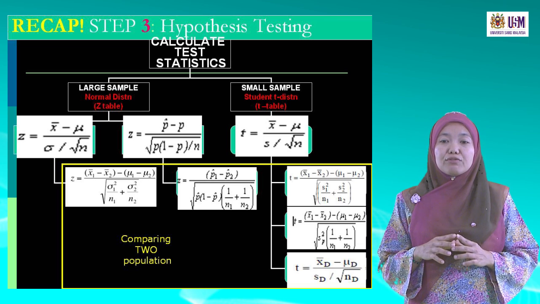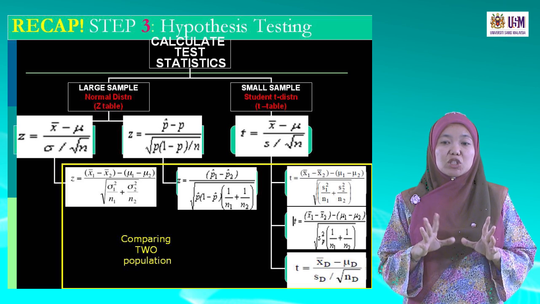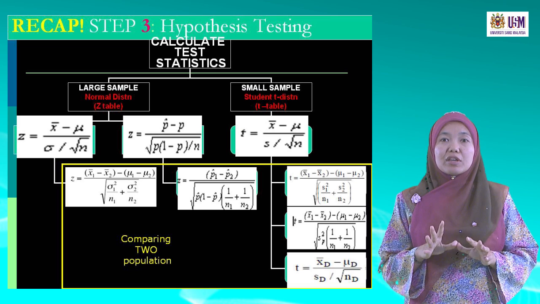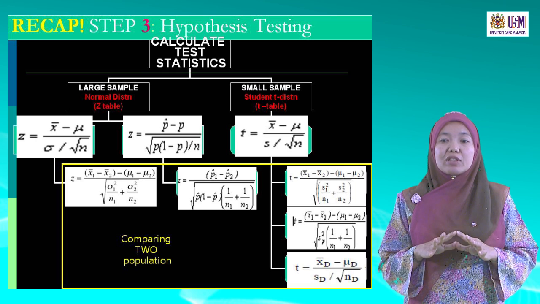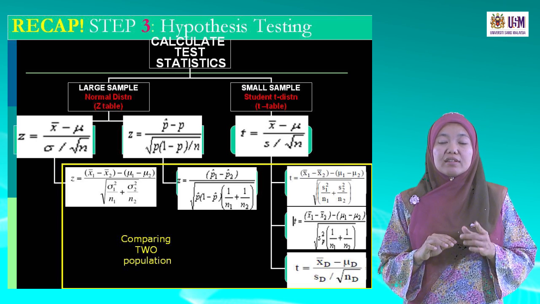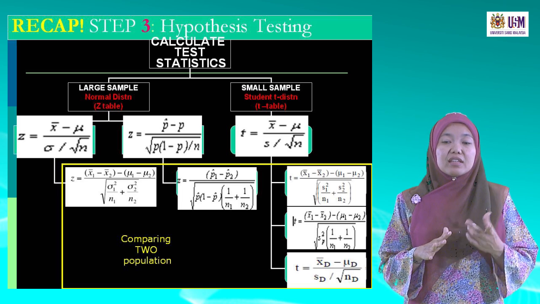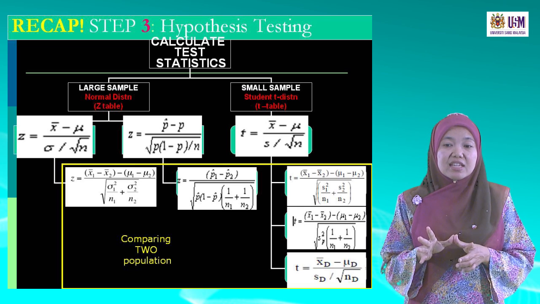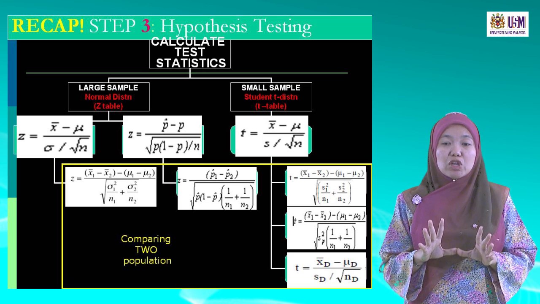And then you have the third formula for comparing two populations using the t-test, that is for the matched pair. So x bar d is referring to the difference. If you have two populations being paired, then you need to look at the difference and calculate the mean difference. That is x bar d, and the standard deviation of the difference, sd, and the sample size for the paired difference. That's all that you need to know.